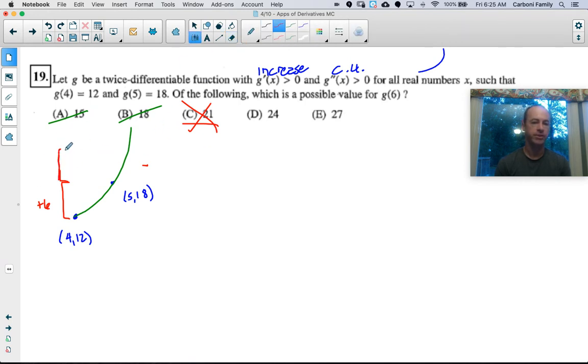If I tried 24, that is an increase of 6 units. And so if I increase the same amount again, well, increasing 6 units would actually create a linear type situation. And if you are concave up, you cannot have 3 collinear points. So that one's out. And 27 is the only one that makes sense, because to get to 27, you would have to increase another 9 units. And if you increase 9 units, you are increasing the amount of increase. And that does fit the situation. And so 27 is the only possible value for g of 6, given that information.